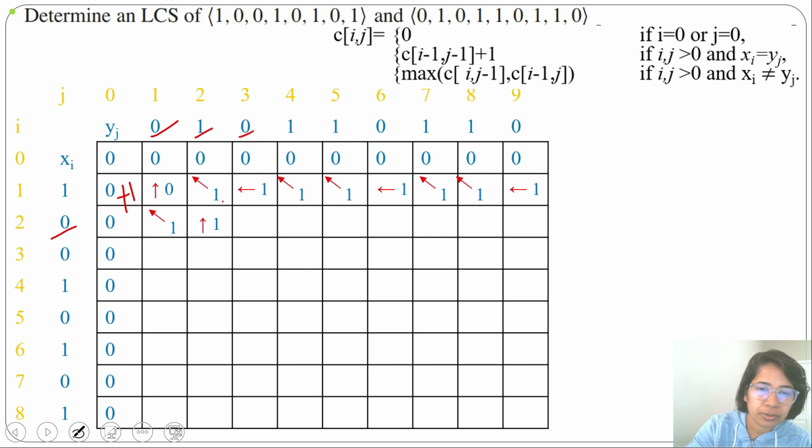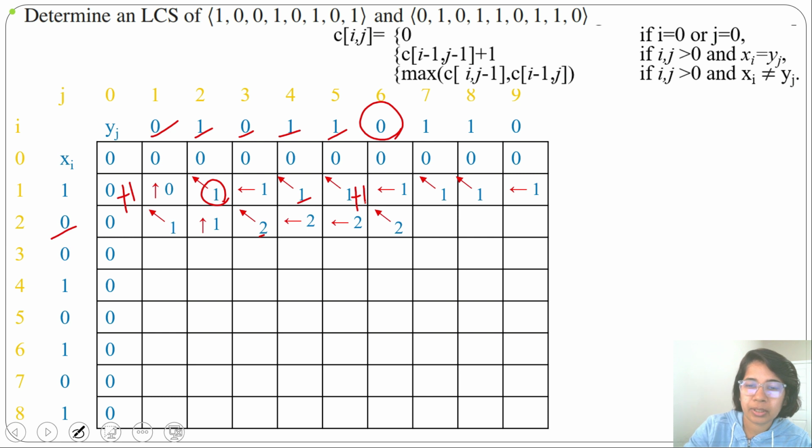Next, 0 equals to 0, so this 1 plus 1, it will be 2, arrow toward left corner. 0 not equals to 1, from this 2, maximum is 2, 2 with left arrow. 0 not equals to 1, so 2 with left arrow. Then 0 equals to 0, we'll write this 1 plus 1, 2, arrow toward left corner. Then 0 not equals to 1, from these two maximum is 2, arrow toward left. Next, 0 not equals to 1, arrow toward left, we'll write 2. Then 0 equals to 0, so 1 plus 1, we'll write 2, arrow toward left corner.